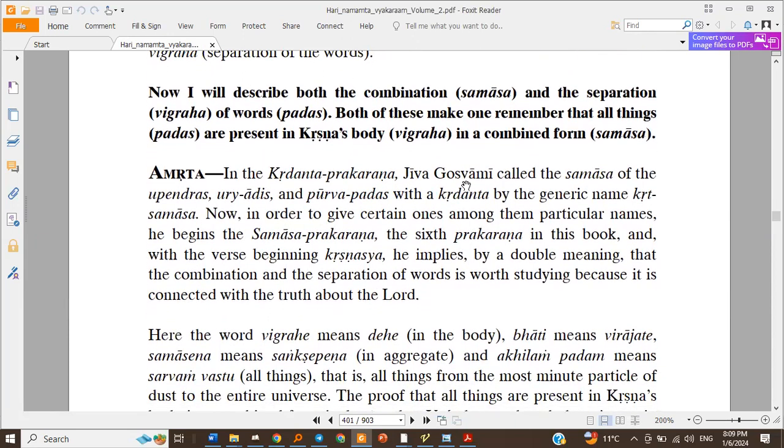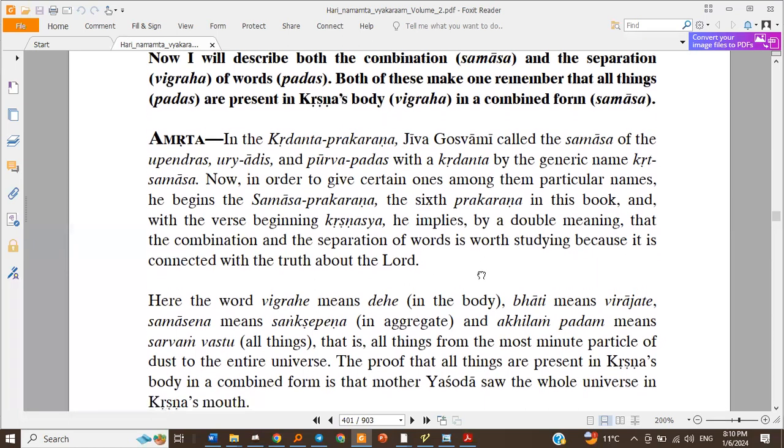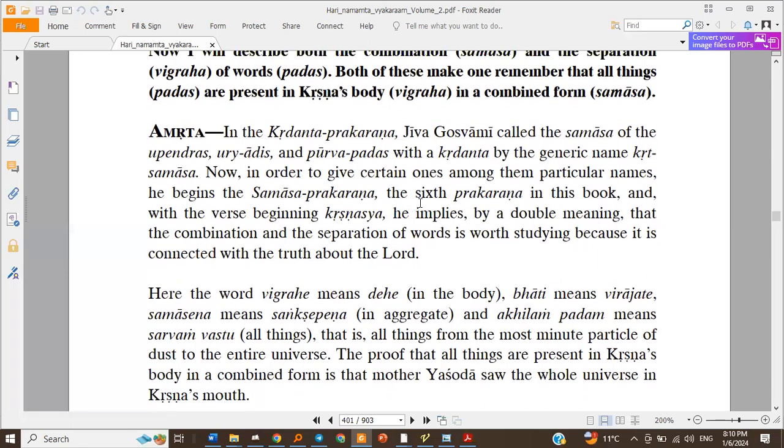In the Kridanta Prakarana, Jiva Goswami called the samasa of the Upapadas, Uryadis, and Purapadas with the Kridanta by the generic name Krit Samasa. Now, in order to give certain ones among them particular names, he begins the Samasa Prakarana, the sixth Prakarana in this book. And so we are almost left with 300 more sutras to complete both the chapters, the remaining sutras of the book.